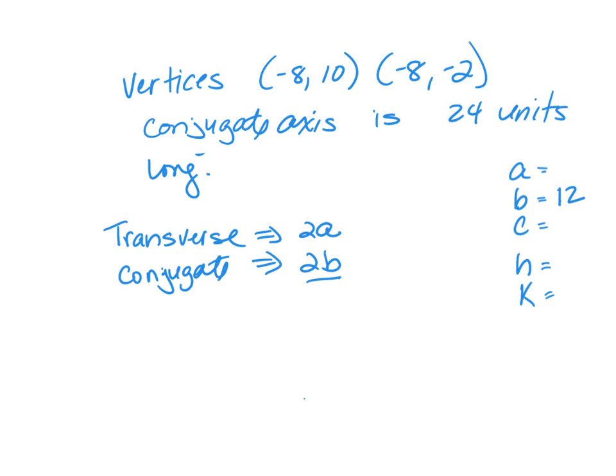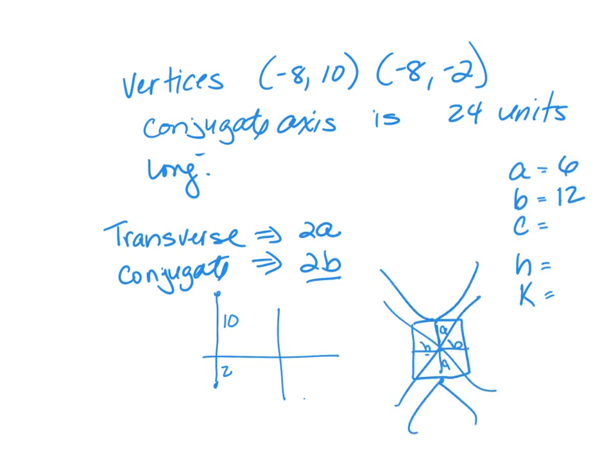If the vertices are at -8, 10 and -8, -2, right? How far apart are they? If you're going down 2 and up 10, they're 12 apart, right? So if 2a is 12, the distance between the two vertices is 2a, then a is 6. The a's always connected to the vertices, the b's are always the other guy, in the other direction, okay?